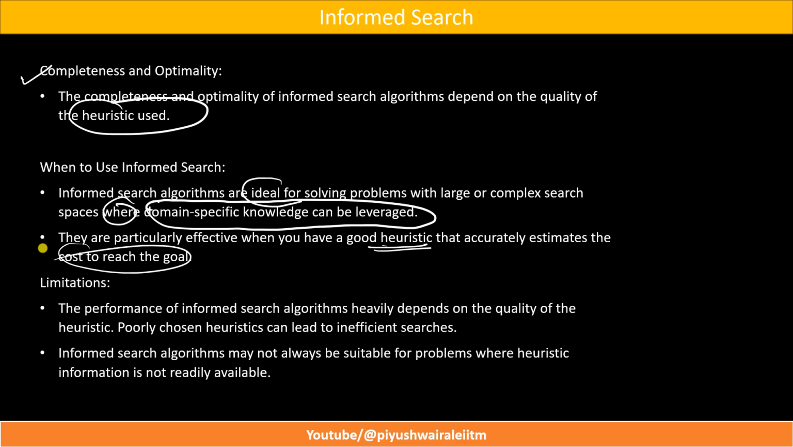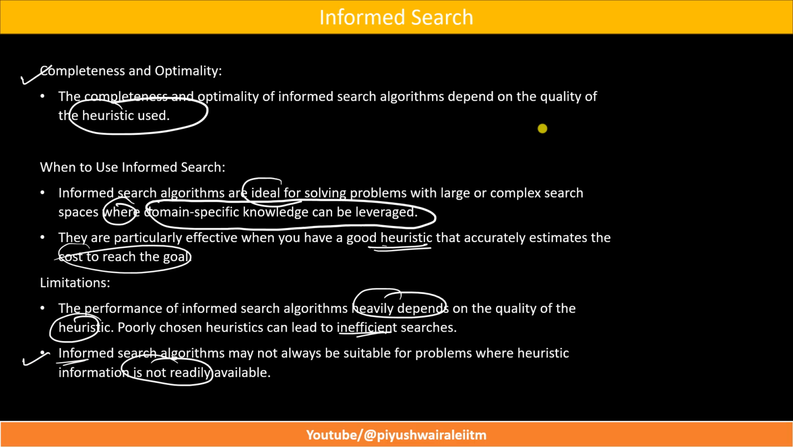That is also correct. Now, what are the limitations of informed search? The performance of informed algorithms heavily depends on the quality of the heuristic, right? If we select wrong parameters, then it will lead to inefficient searches. Also, informed search algorithms may not always be suitable for problems where heuristic information is not readily available. Informed search is more suitable when we have some information about a particular problem, right? So that's what it says.